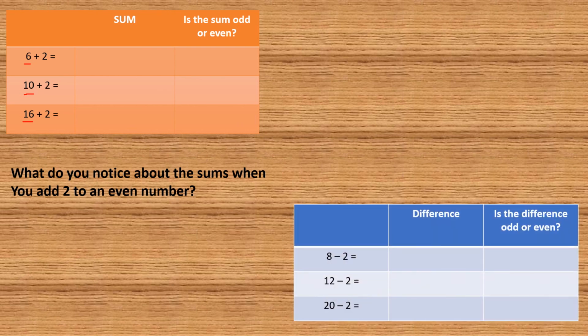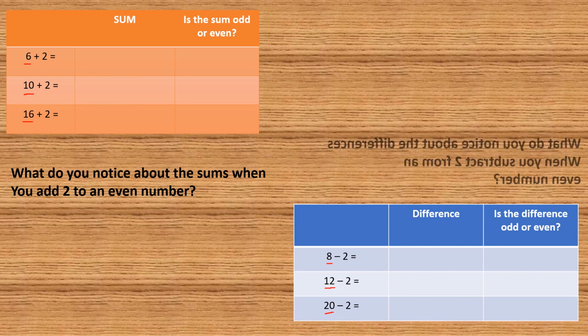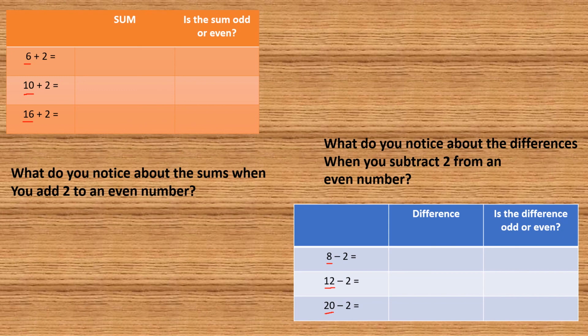Then you'll take a look at some subtraction problems. You'll do 8 minus 2, 12 minus 2, and 20 minus 2. Figure out the difference and then decide if the difference is odd or even. Again, you might have noticed that 8, 12, and 20 are even numbers. What do you notice about the differences when you subtract 2 from an even number? Why do you think that is?